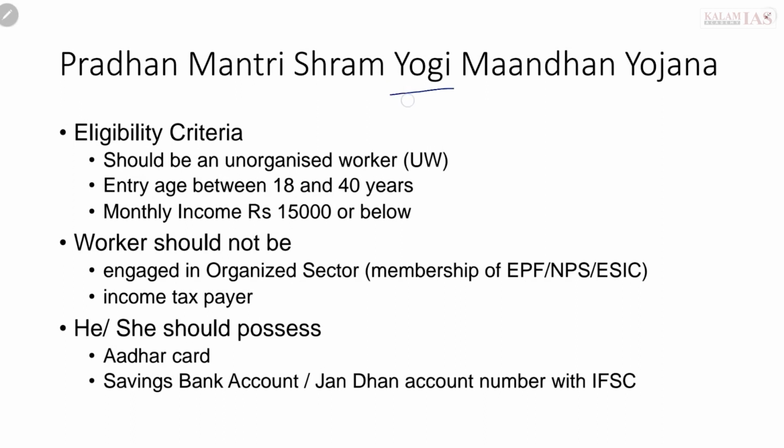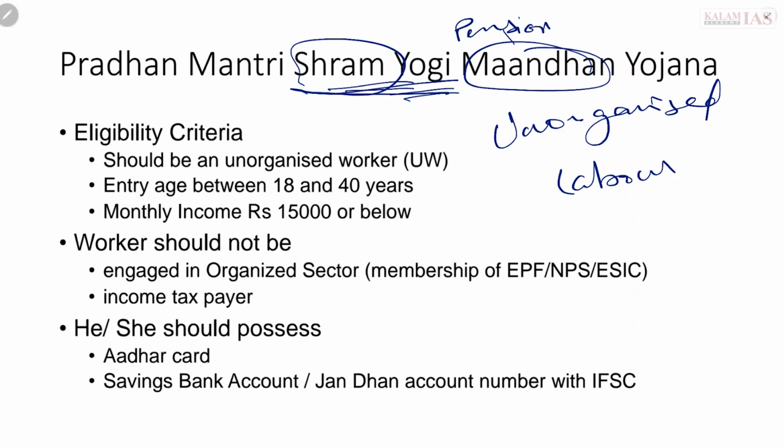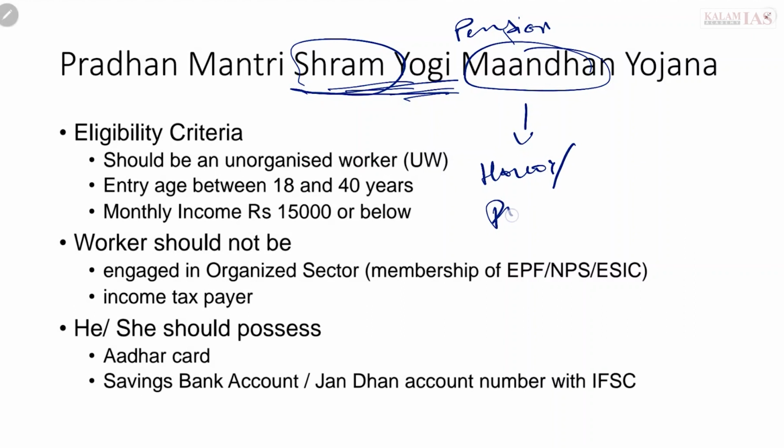So the PM Shram Yogi Mandhan Yojana is basically the scheme for unorganized labor. Shram Yogi, Shram means labor, so Shram Yogi is someone who uses their labor. Mandhan means pension. If you translate it, it means man, which means honor or pride, and dhan, which means money. So that people who have lived their life as laborers can also live a life of dignity and pride once they retire, that they have worked and contributed to the nation's economic growth, and they are getting a reward for that ultimately as a pension. So this is the purpose of the PM Shram Yogi Mandhan Yojana.